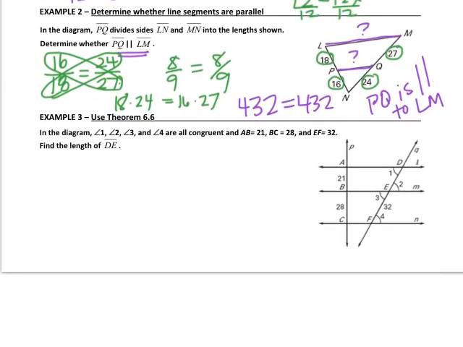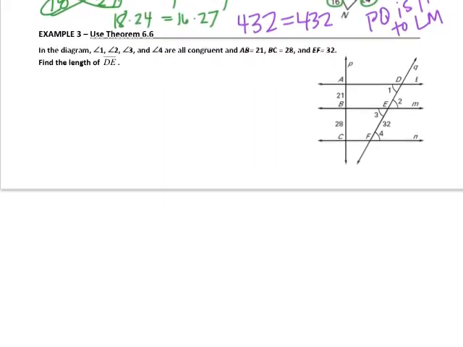Alright, let's take a look at example 3, and this has to do with theorem 6.6. So let me just remind you that 6.6 says if 3 parallel lines intersect 2 transversals, then they divide the transversals proportionally. And it does say that angles 1, 2, 3, and 4 are congruent, and we have the segment lengths. So let's just identify the segment lengths here. We have 21, 28, and 32, and they're asking us to find the length of DE.